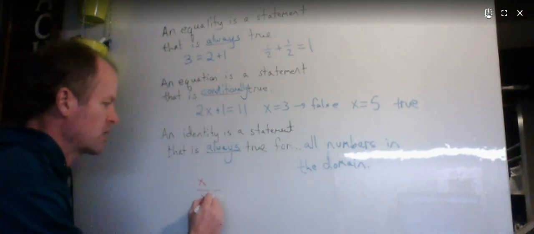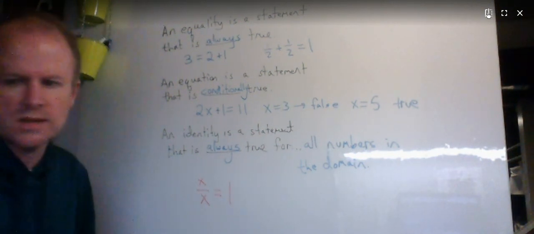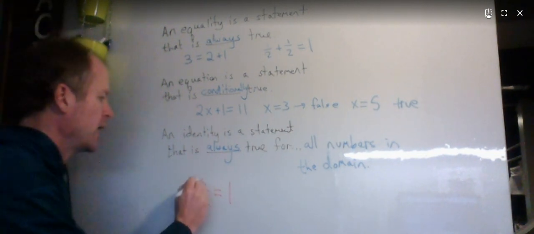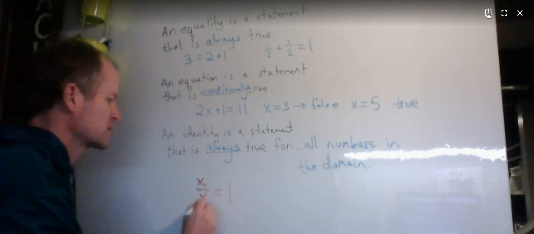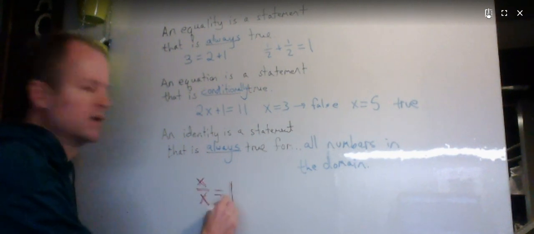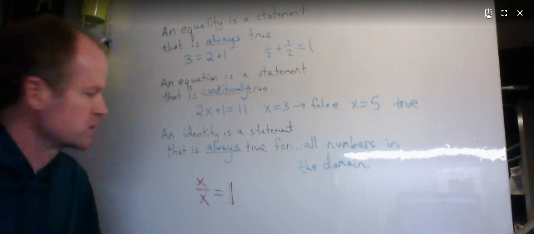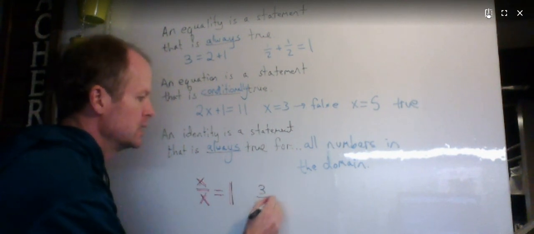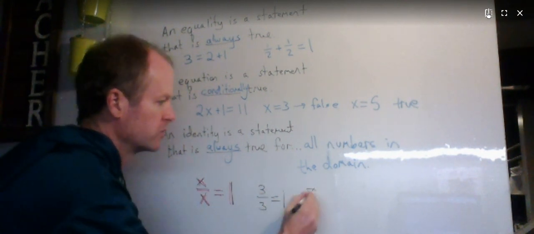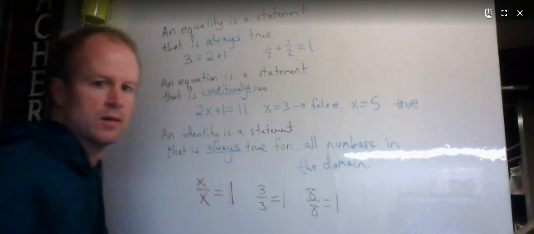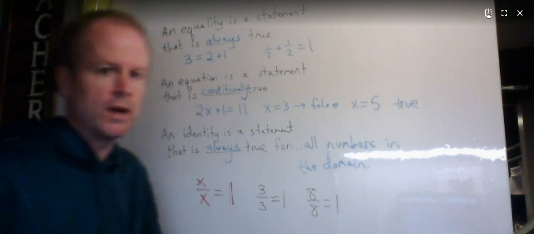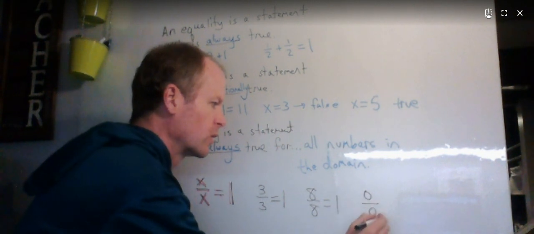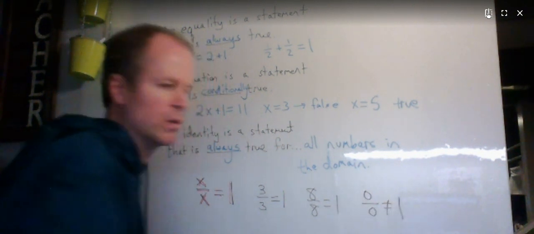The next thing it mentions in your notes is this idea about what if I had an expression like this, x over x equals 1. This is an example of an identity. It's an algebraic identity. So x over x equals 1 is true for just about any x you can think of. So 3 over 3 is equal to 1, or 8 over 8 is equal to 1. But there is one x that would cause trouble. If I did 0 over 0, that's not going to be equal to 1.